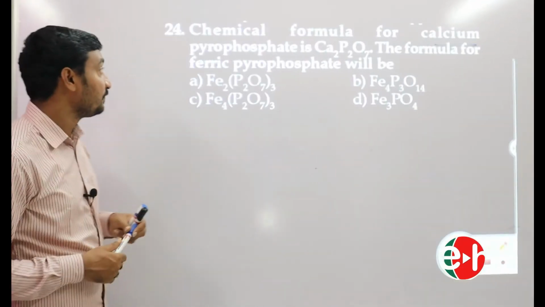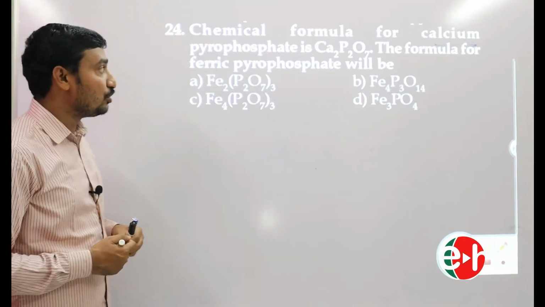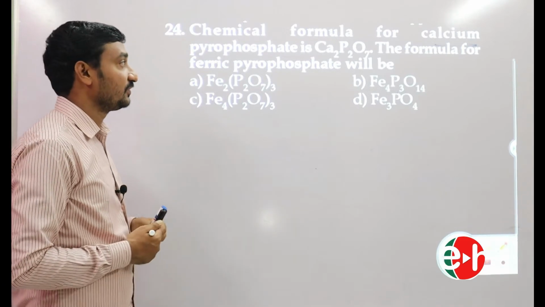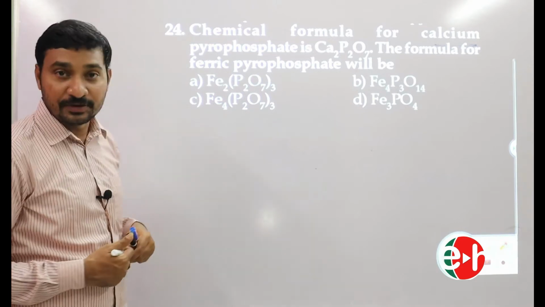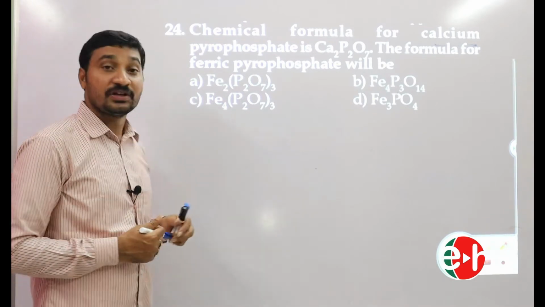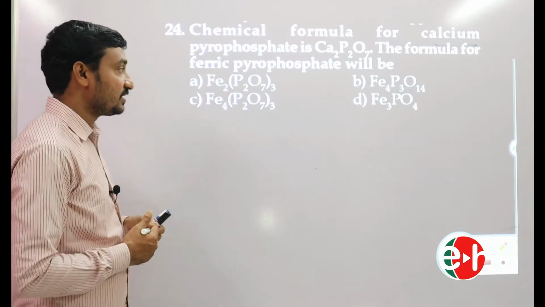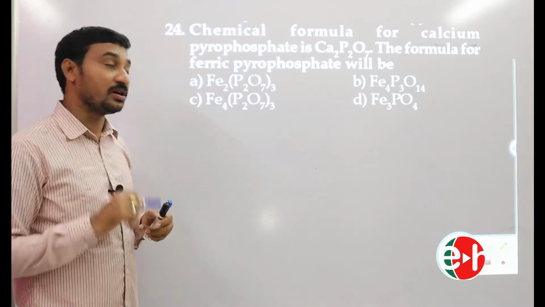See this question. The chemical formula for calcium pyrophosphate is Ca2P2O7. The formula for ferric pyrophosphate will be? This is a typical question, a little difficult. Before doing this problem, I want to explain a small concept.